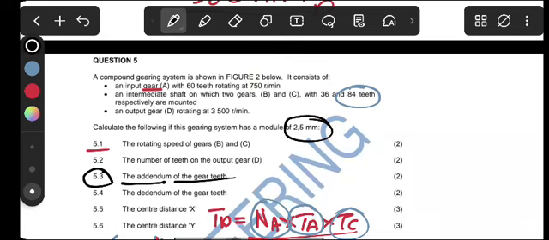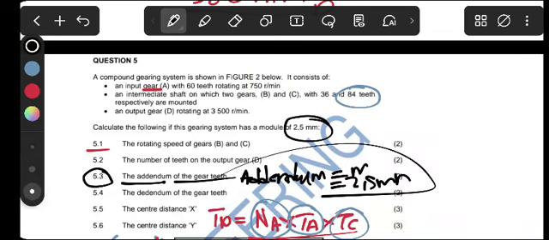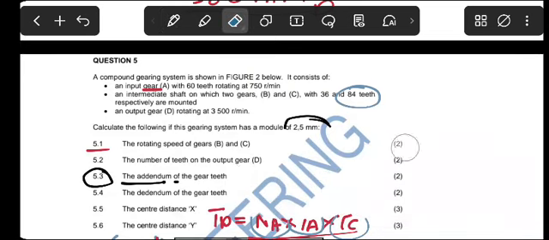This thing, the addendum, is the same as the modulus, whereby our module is 2.5 millimeter. So this is what we'll have there without wasting time.